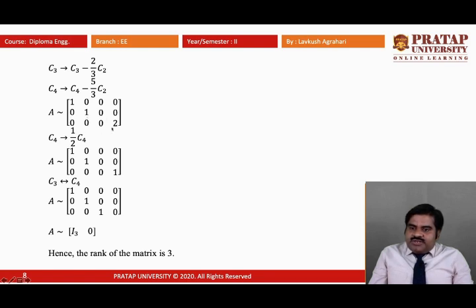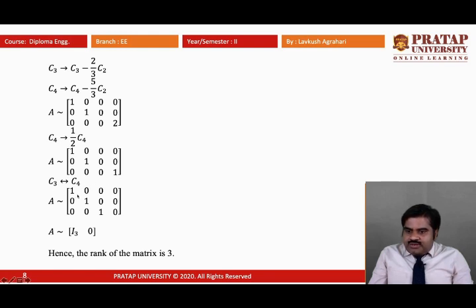Now we have to change the element a34 to 1. For this we have to divide the fourth column by 2. We are conducting the column operation here. We have divided the fourth column by 2 and we get the element 1. One last operation is required to make this one here. We have to interchange the 3rd column and the 4th column.